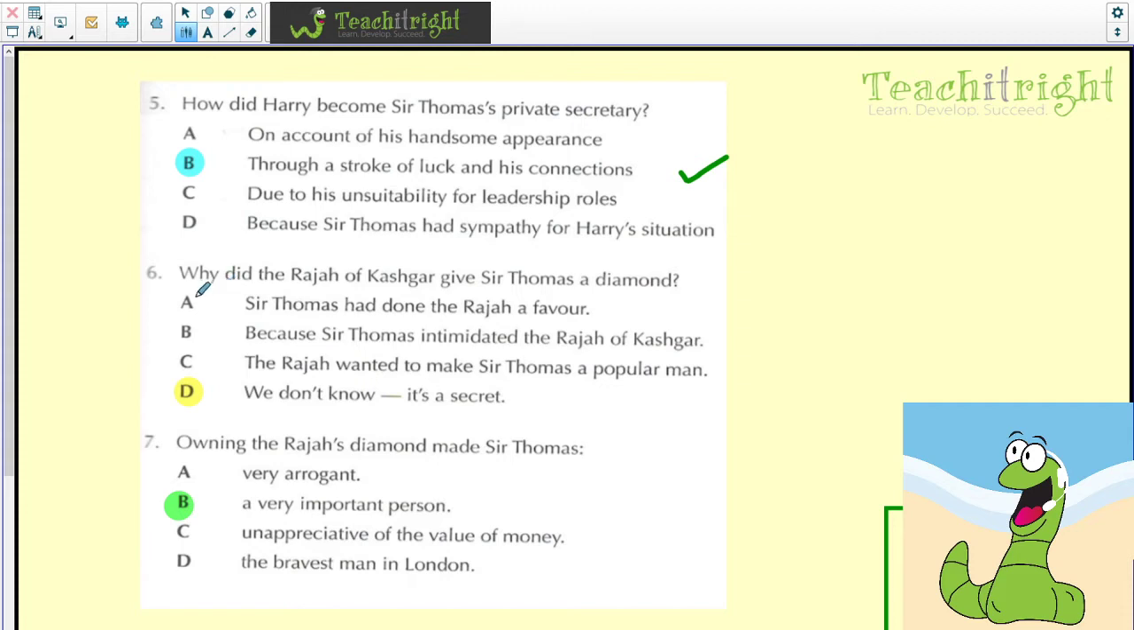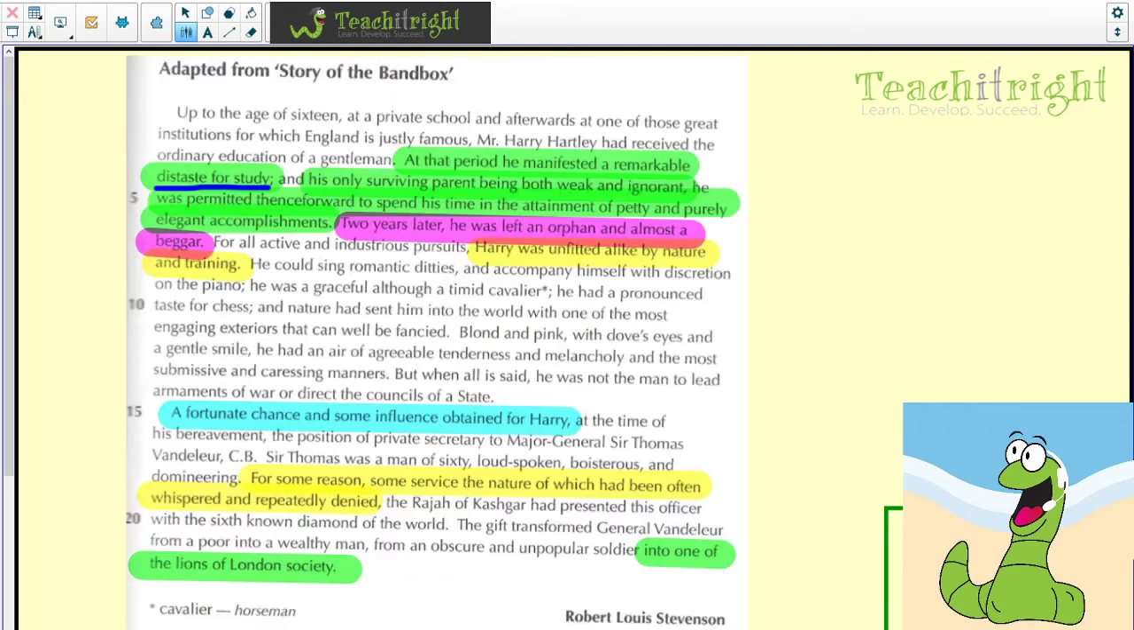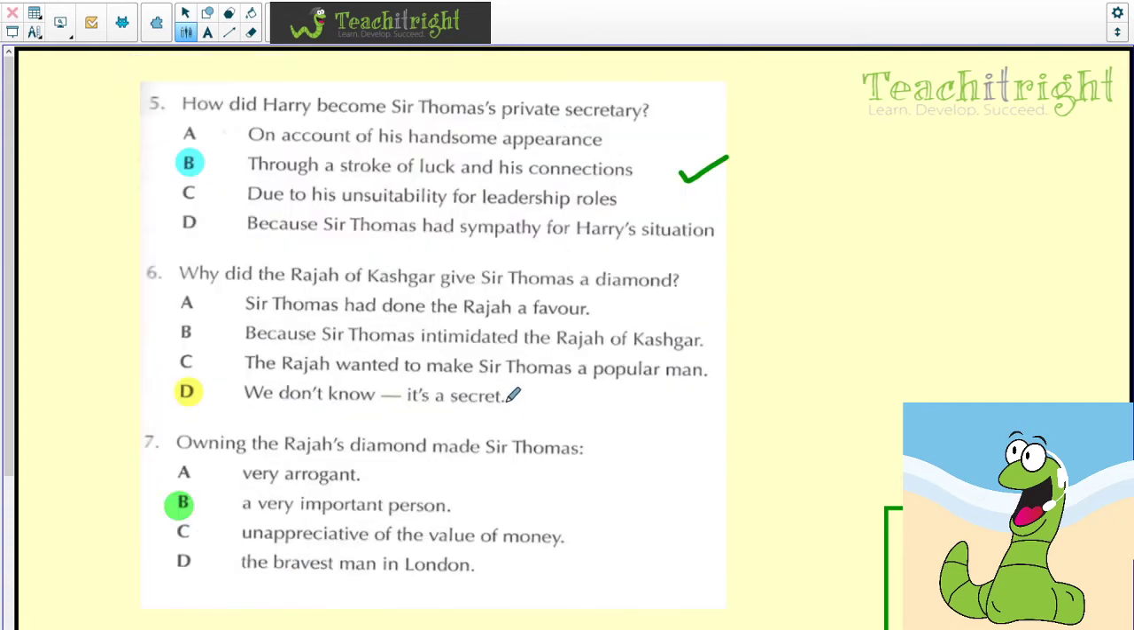Question 6. Why did Raja of Kashgar give Sir Thomas a diamond? Well, if we look near the bottom of the text, for some reason, some service, the nature of which had been often whispered and repeatedly denied. So it was all a little bit of a secret. So if we go back, we don't know, it's a secret.